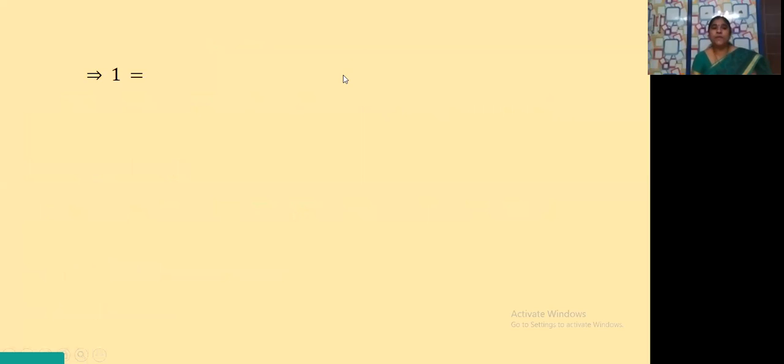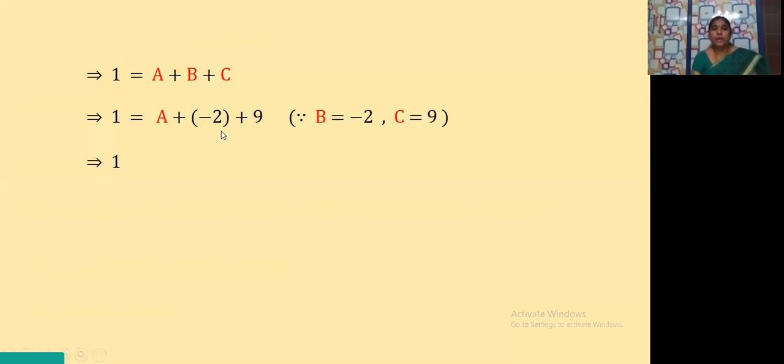What is the equation we got now? 1 is equal to a plus b plus c. So let us substitute the values of b and c in the equation. A plus b is minus 2, plus c is what? 9. So these are the values we have. So this implies 1 is equal to a plus 9 minus 2, which is 7. So now 7 goes to the other side. A is equal to 1 minus 7, which is a is equal to minus 6.